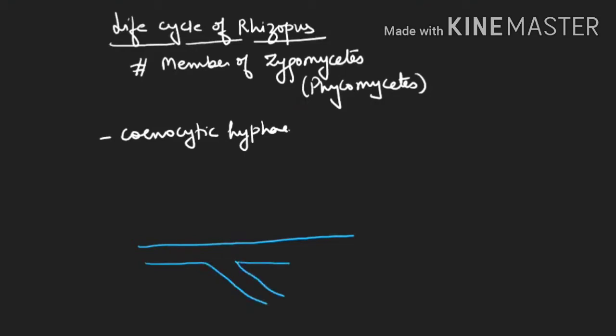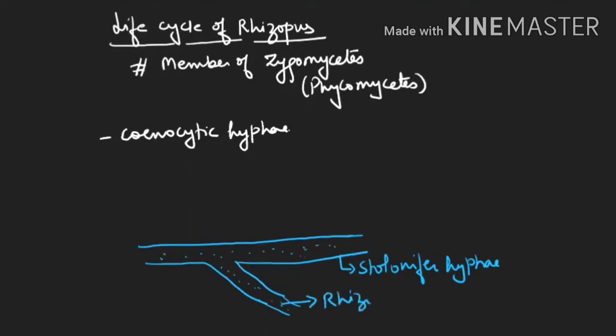So this is cenocytic hypha. Okay, so this is the multinucleate condition. And this is the hypha which is penetrating inside. This part is known as stolonifer hypha, which is behaving like a stem, because we know very well that there is a subaerial stem modification known as stolon, and this is working like a root. So this part is known as rhizoidal hypha.